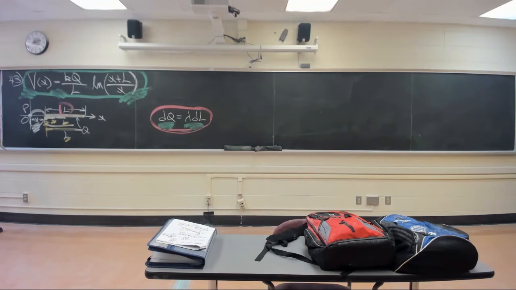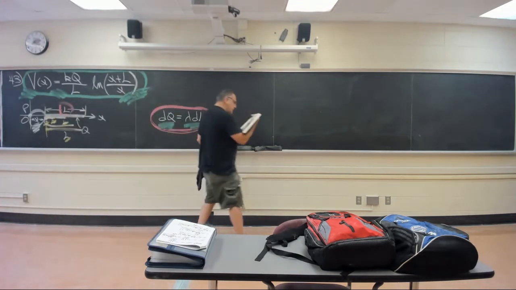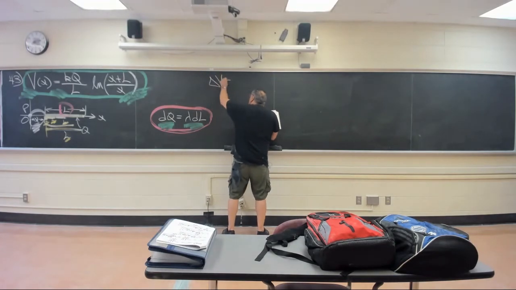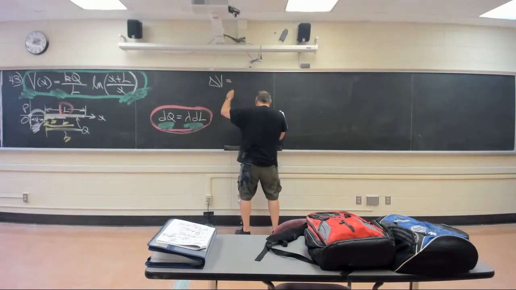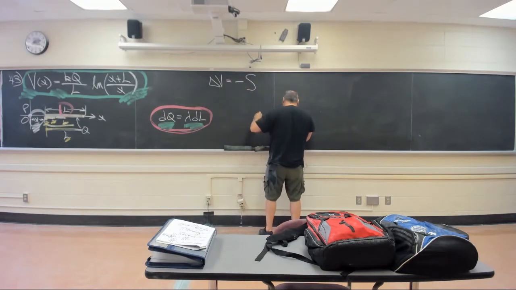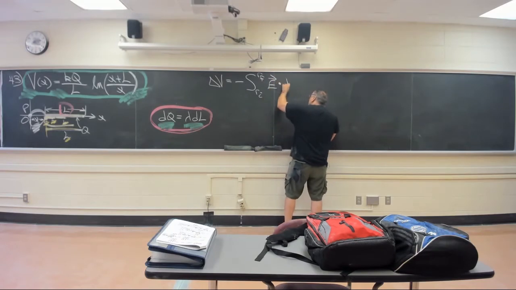So how do you want to look at it? Any way you do the integral here, I can't go into all the detail on this, but I'll say something. I'll say that delta V is negative, integral from R initial to R final of E vector dot dr vector.